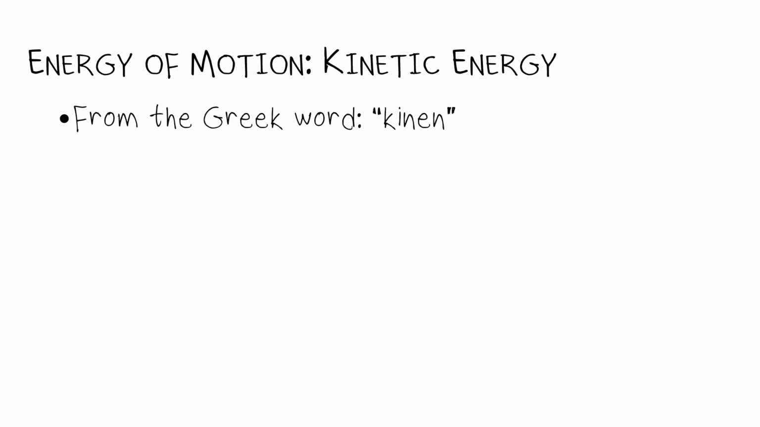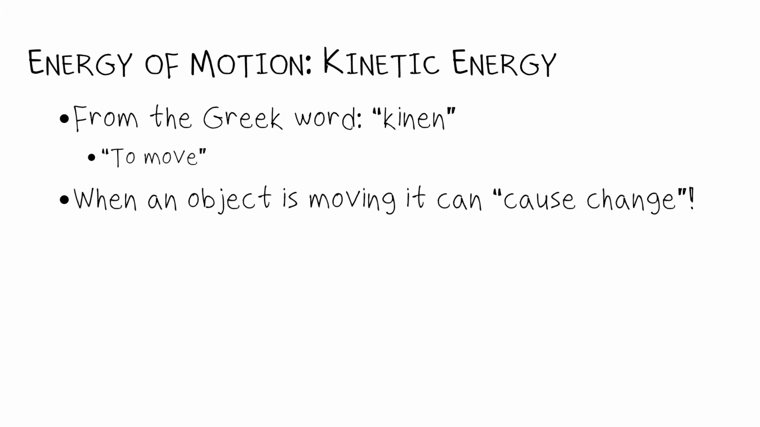So if mechanical energy consists of energy from motion and energy from position, we'll take a look at those each now. Energy of motion is known as kinetic energy, and the term kinetic shows up all over science. Greek word kinen is its sort of base root, and that means to move. And you could not pick a better base root than for kinetic energy. When an object's moving, it definitely can cause change.